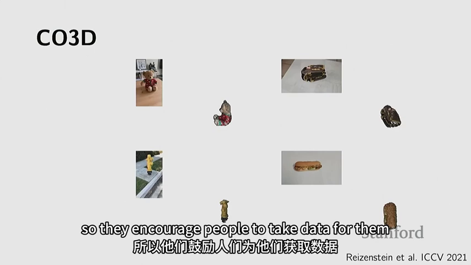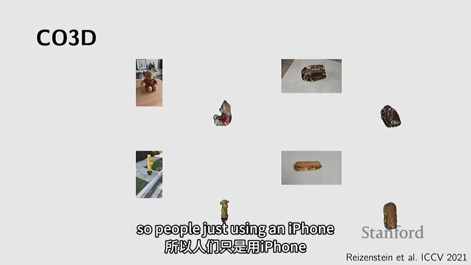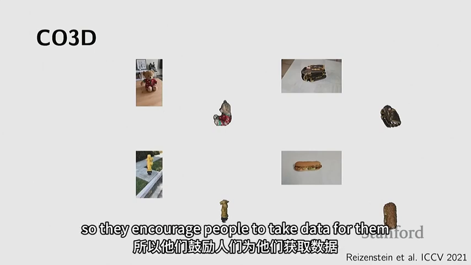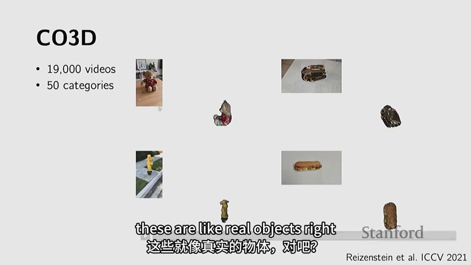They encourage people to take data for them, and they also pay people to do it. People just use an iPhone: you have an object, you put it on the table, you take a 360 video around the object, and then you get $1 or something like that. This is the first version. They have 19,000 videos of objects. These are real objects.